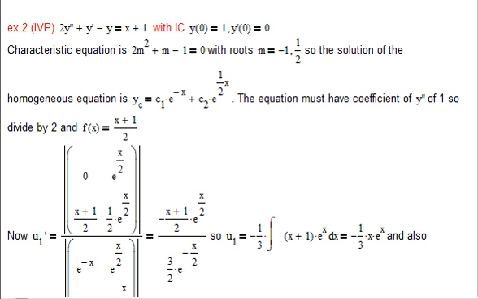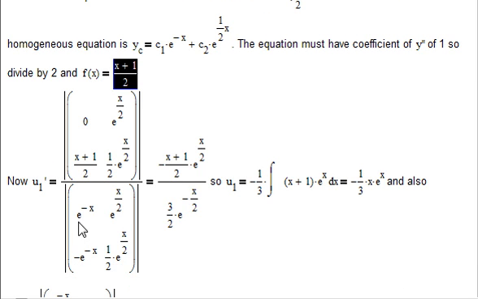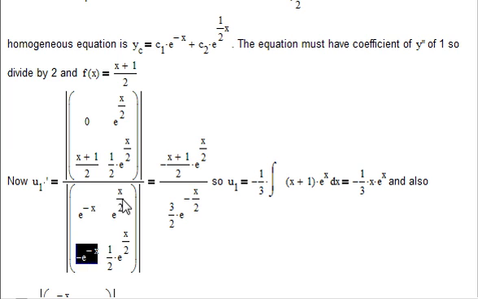Okay, so that is going to be our f of x. So we need the coefficients. Here's our y1, here's our y1 prime, here's our y2, here's our y2 prime, and this is the first column replaced with 0 and x plus 1 over 2. And so now let's do a determinant. This times this is 0, and this times this is negative x plus 1 over 2 times e to the negative x over 2. Or sorry, e to the positive x over 2. And then we get plus 1/2 plus 1 times e to the negative x over 2.